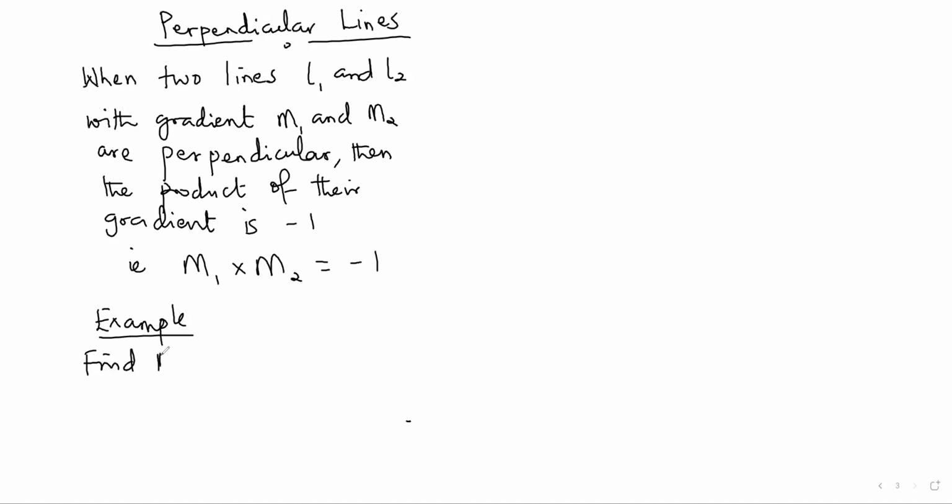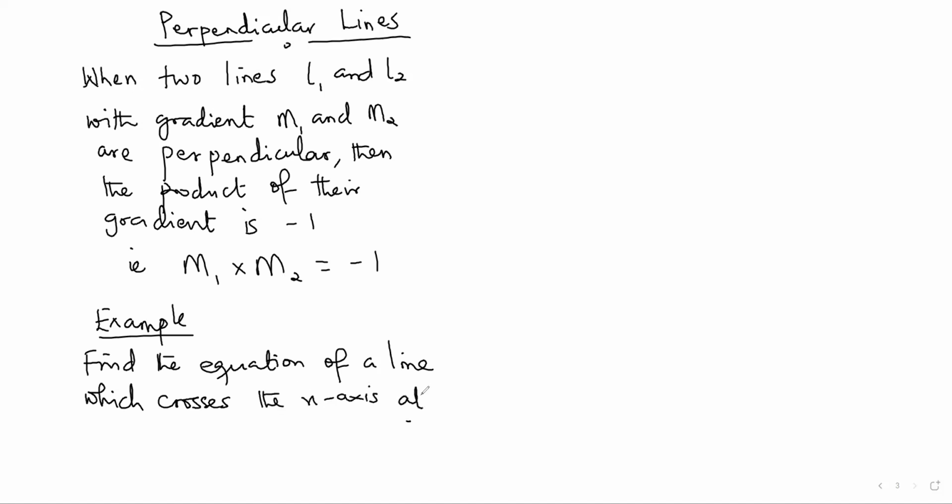Example. Find the equation of a line which crosses the x-axis at 2 and is perpendicular to the line 2y plus 3x minus 1 equal to 0.